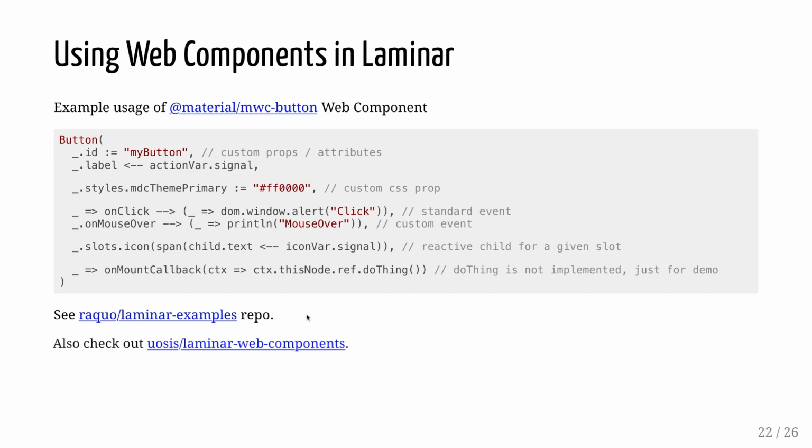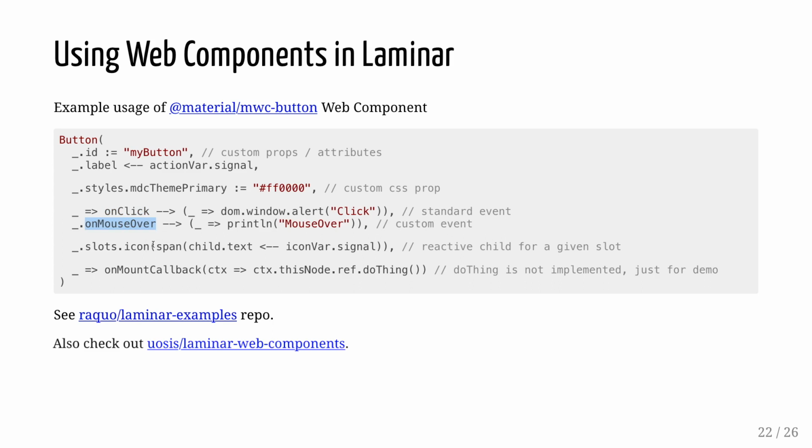We have created an example interface to a Material UI button component. I will show you that on the next slide, but here let's just see how we use that interface to create a button element, a Material UI button element. So we can set attributes defined on the web component. We can even set them to read from a signal or stream, like in regular Laminar. We can set custom props, CSS props. We can listen to generic JavaScript events or to events that are specific to this web component that are defined in it.